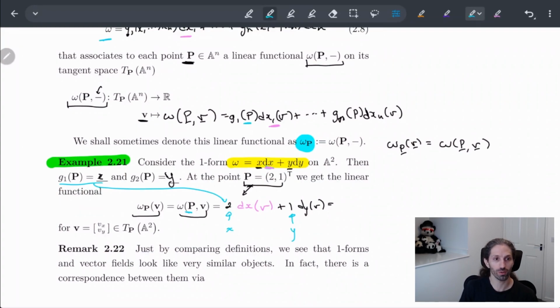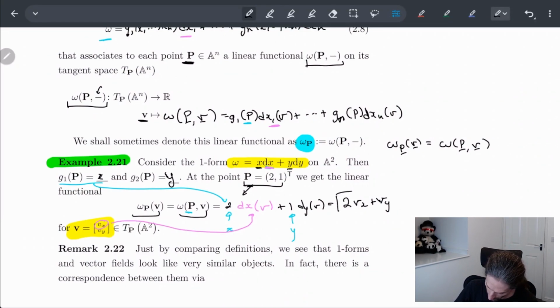Well, v, we don't really know what it is. That's a lie because I've told you what v is right here on the bottom. So v is some vector vx, vy. Remember what dx is doing. dx is saying, give me the x-th component. So here, vx is going to be this. In other words, what we end up having is 2vx plus vy.